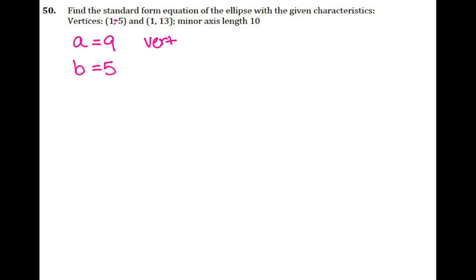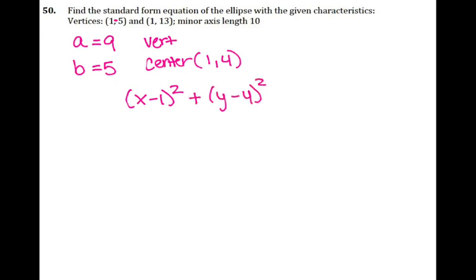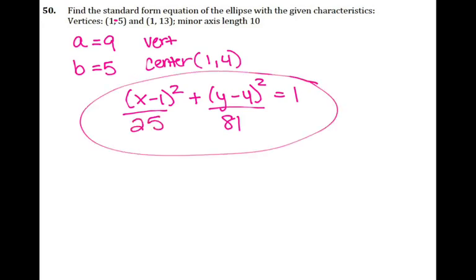And then I still need to find my center. So my center is going to be 9 units away from each of my vertices, so that puts me at 1, 4. All right, so I have (x minus 1) squared over something plus (y minus 4) squared over something equals 1. Since I have a vertical major axis, the bigger number goes underneath the y. So a squared is 81, b squared is 25. And there's your equation of that ellipse.